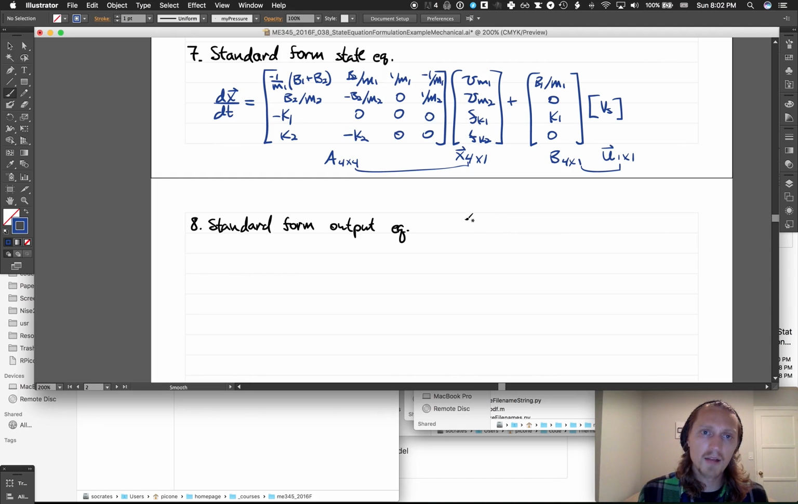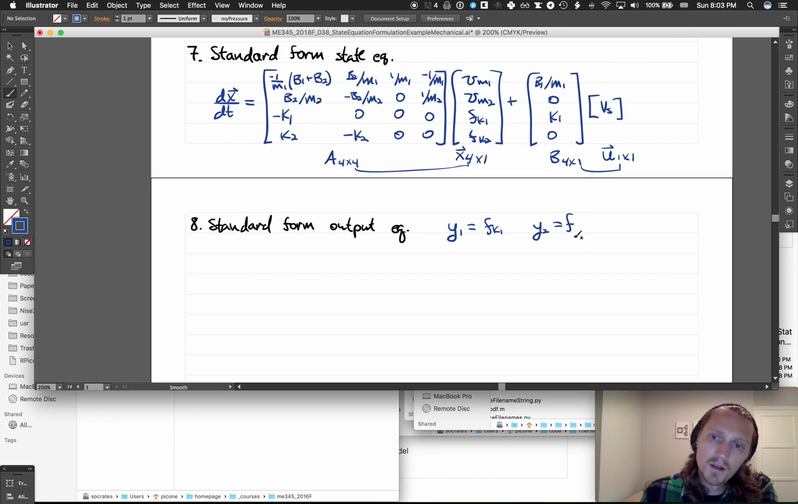Forces on the masses, we already have equations for them, right? So Fk1 is a state variable. So you have to be able to write each of your outputs in terms of state variables. So Y1, our first output, is Fk1, which is already a state variable, so we're good to go there. Y2 is going to be equal to the other spring force, which is also a state variable.